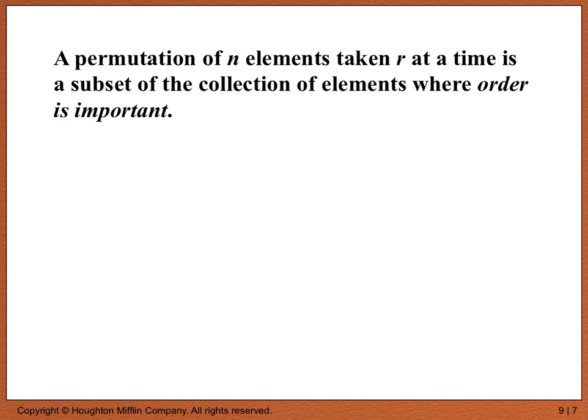A permutation of n elements taken r at a time is a subset of the collection of elements where order is important. Okay, it sounds complicated. It's really not, and it becomes more clear when we see specific examples.